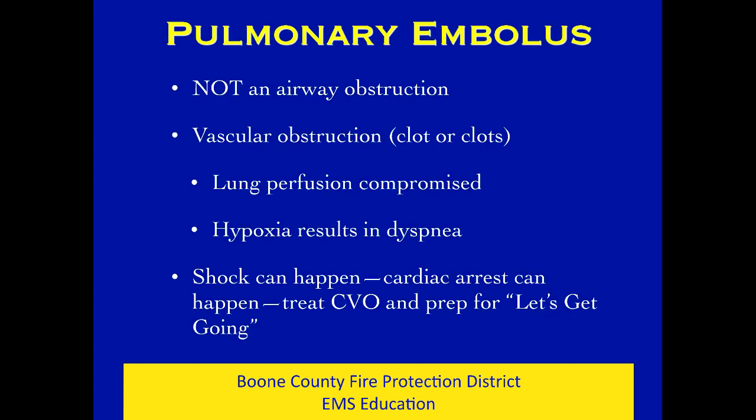Pulmonary embolus. This is not an airway problem. This shows up as shortness of breath, but it is not an airway obstruction. It is a vascular obstruction. There is a clot or clots in the pulmonary arteriolar system, either in the pulmonary artery itself or in the arterioles that are just past the pulmonary artery. It is a vascular obstruction that comes on suddenly, and the patient may complain of immediate, sudden onset of shortness of breath.